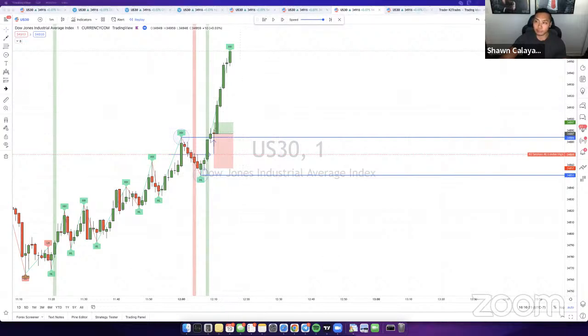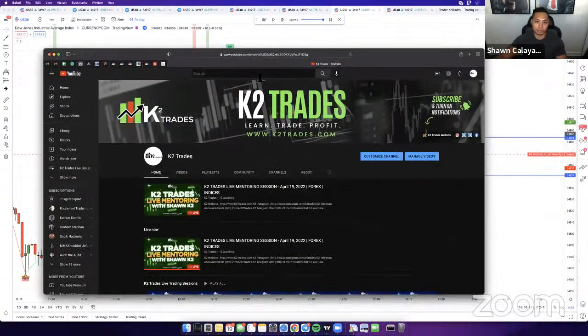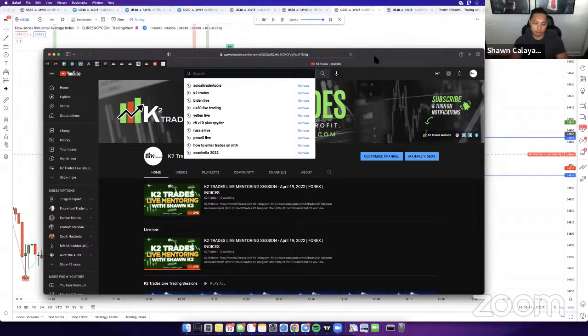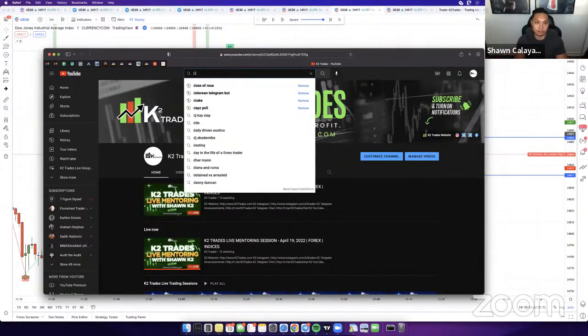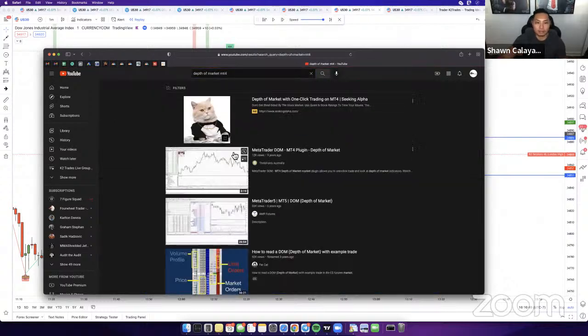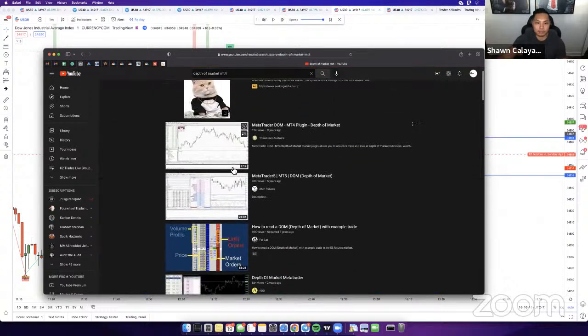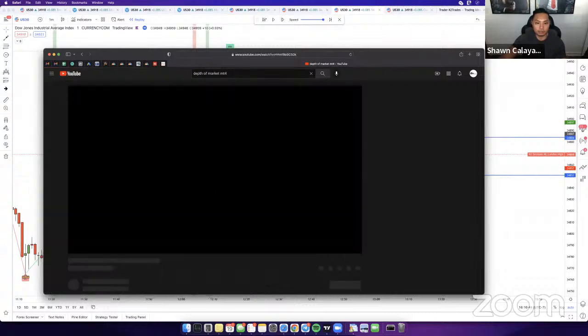I don't know if you know about the DOM tool. It's called depth of market. This is one that you want to learn as well. I can't show you because I can't pull this thing over to my side. But if you go to the search bar on YouTube and search up depth of market MT4, it will show you how to set up this tool. Basically, the tool will look like this.